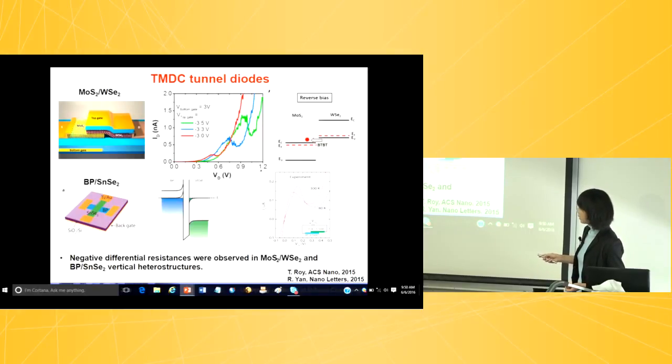Another heterostructure that shows NDR is black phosphorus and tin diselenide. The tin diselenide has a very high electron affinity. When BP and tin diselenide are put together, they form a broken band alignment as shown here. BP is P-type doped and tin diselenide is N-type doped, so naturally they form an Esaki diode configuration. This shows a very strong negative differential resistance, even at room temperature.